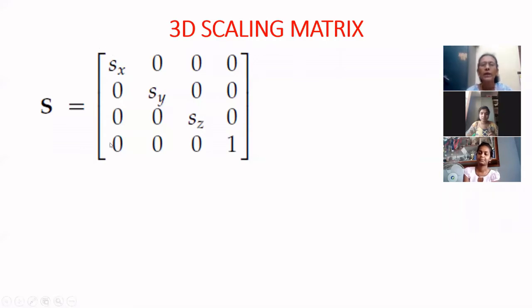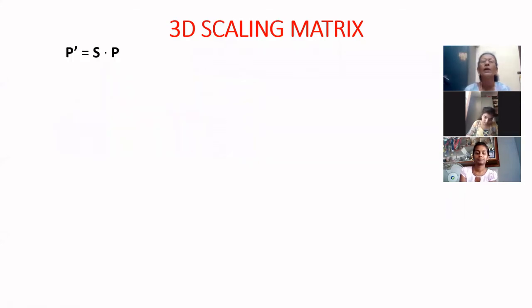You know that this first column is for the x coordinate, the second column is for the y coordinate, the third column for the z coordinate, and the last one for the homogeneous coordinate. So here Sx, Sy, Sz are the three scaling factors. Sx is the x scaling factor, Sy the y scaling factor, and Sz is the z scaling factor. Now suppose you have a point P, and you want to scale this point using the scaling matrix S, then the scaled point P dash will be obtained by the multiplication of S and P.